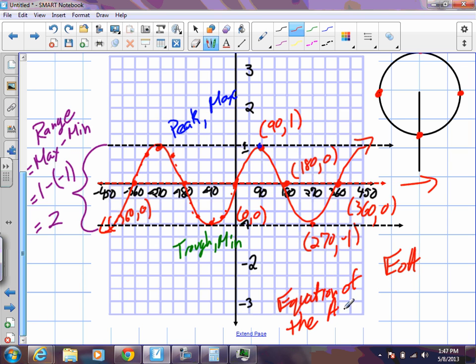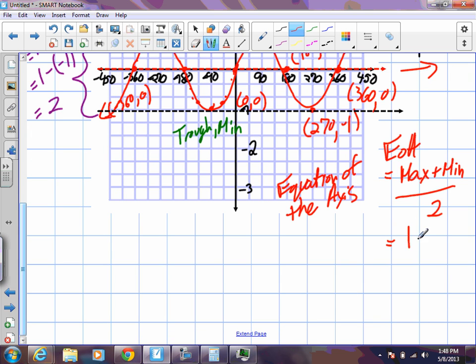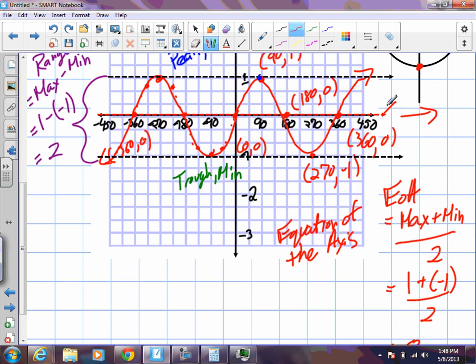Our EOA is we're going to take those two values, add them together and divide by 2. So we take the max plus the minimum and divide it by 2. What was our max value? 1. What was our minimum value? Negative 1. Divide that by 2. What is 1 plus negative 1? 0. What is 0 divided by 2? 0. So our equation of the axis is at 0, when y is 0. So we have a horizontal line going through 0 on the y-axis. So we have our equation of the axis, EOA.